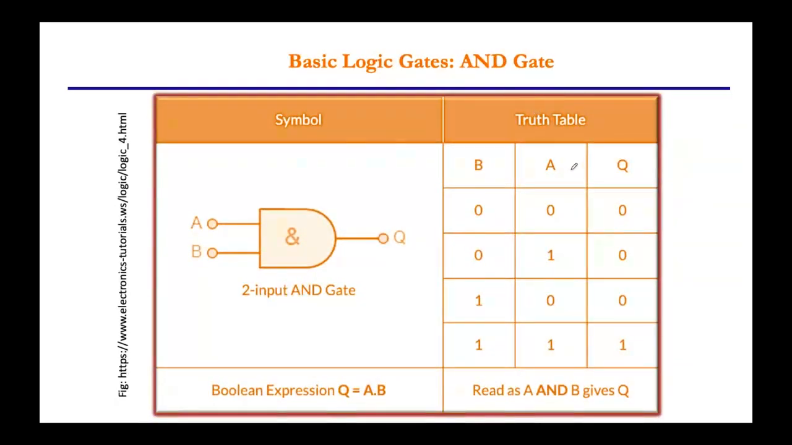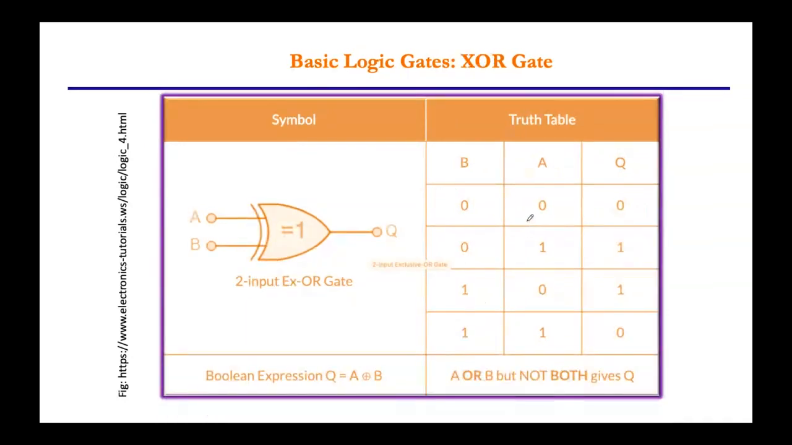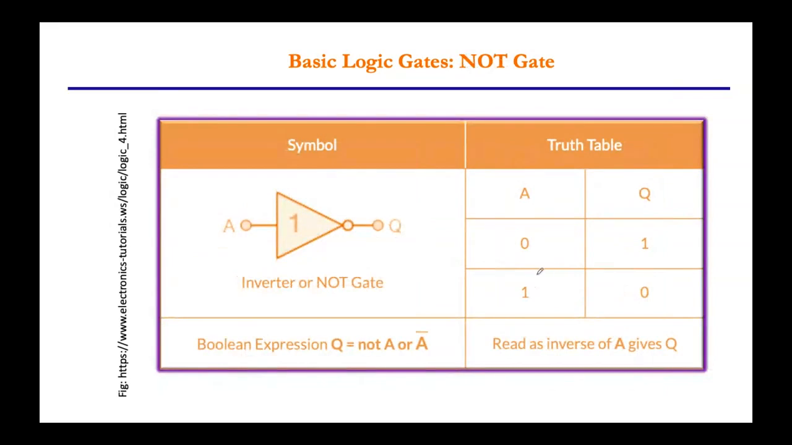Your AND gate: remember, only when both the inputs are 1 will the result be 1. In all other cases, it is 0. In the OR gate, only if both the inputs are 0 is it 0. In all other cases, it's 1. In the exclusive OR gate, if both the inputs are the same, then the result is 0. In all other cases, the result is 1. In the NOT gate, it is simply inverting the values.